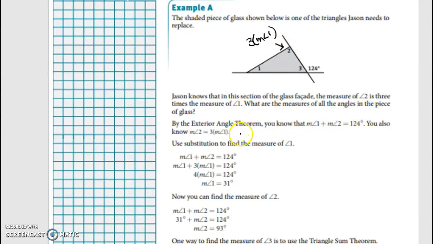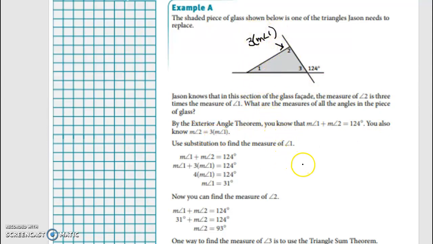And we want to figure out what are the measures of all the angles in the piece of glass. By the exterior angle theorem, you know that the measure of angle 1 plus the measure of angle 2 is 124 degrees. That's what we just proved. 1 plus 2 equals 124. You also know that the measure of angle 2 is 3 times the measure of angle 1, like we labeled in our image.